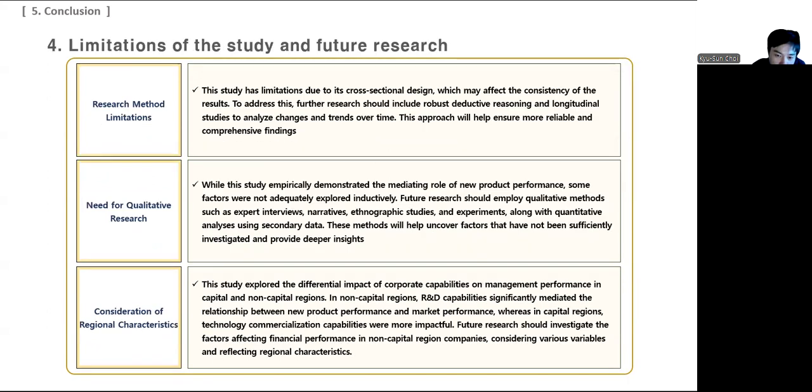Let's conclude by discussing limitations of my study and areas for future research. First, the cross-sectional design limits consistency, so future research should include longitudinal studies. And next, there's a need for qualitative research like interviews and ethnographic studies to explore factors not covered here, because my study shows the phenomenon, but it doesn't show why this phenomenon happens. So context is very important, and qualitative research is needed.